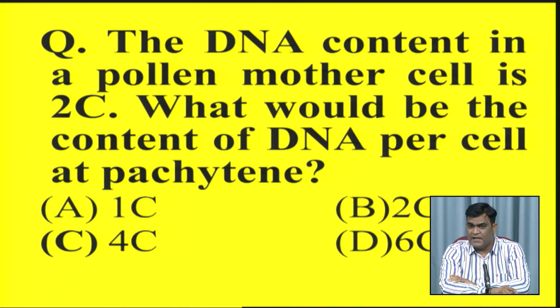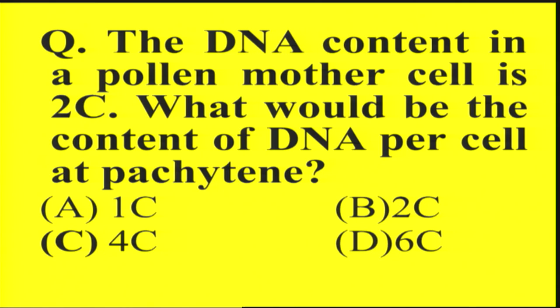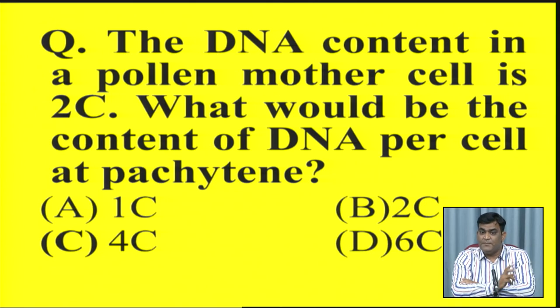Now we can see again the same kind of jargon being used to confuse the students. The DNA content in a pollen mother cell is 2C. What would be the content of DNA per cell at pachytene? Now we know that the pollen mother cell would be dividing by meiosis, and at the end of meiosis 2, it will give rise to 4 haploid cells. But before that, by the start of meiosis 1, the cell would already have double the amount of genetic material. So 2C by the end of S phase will become 4C.